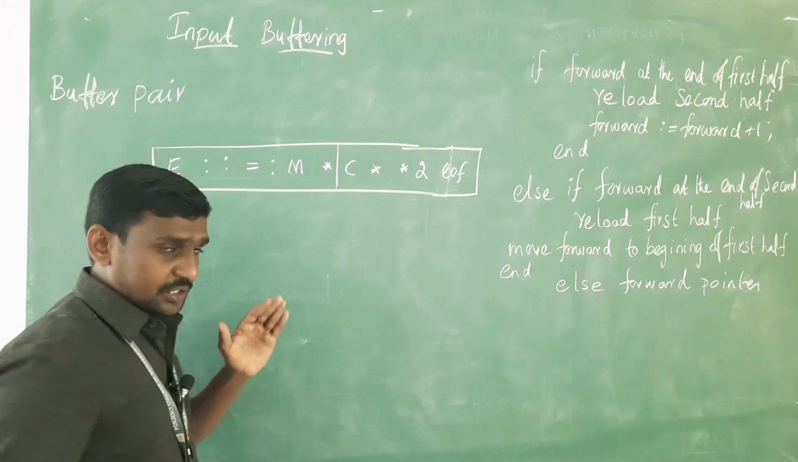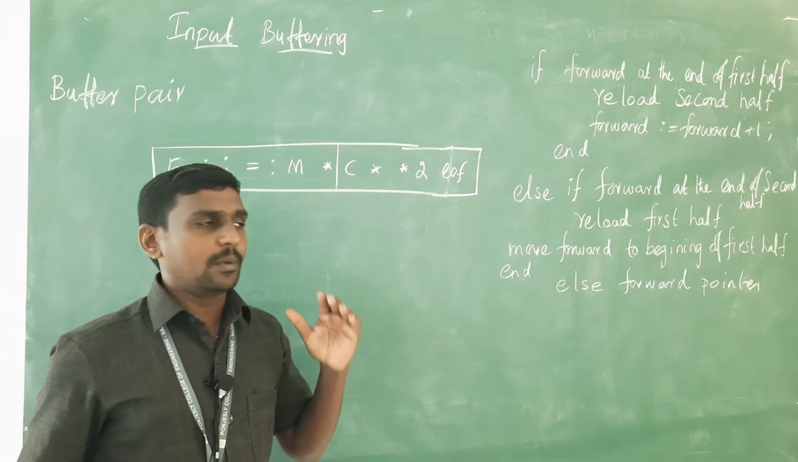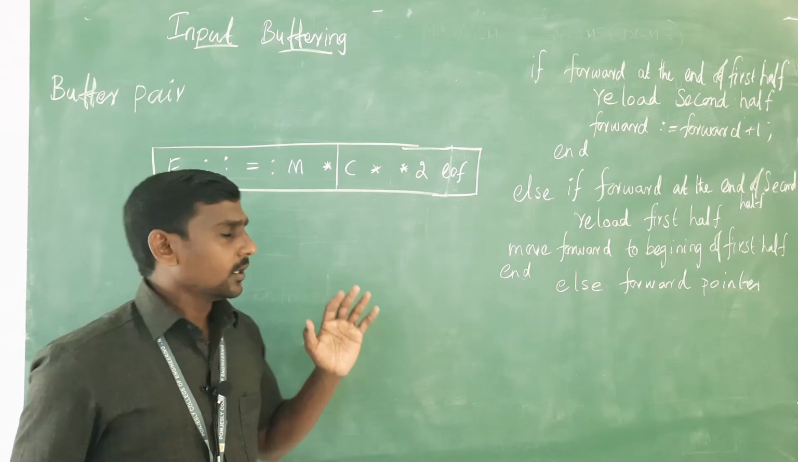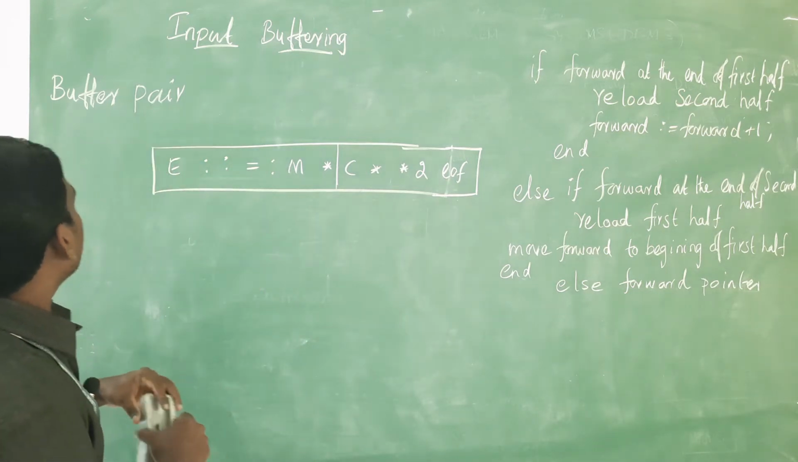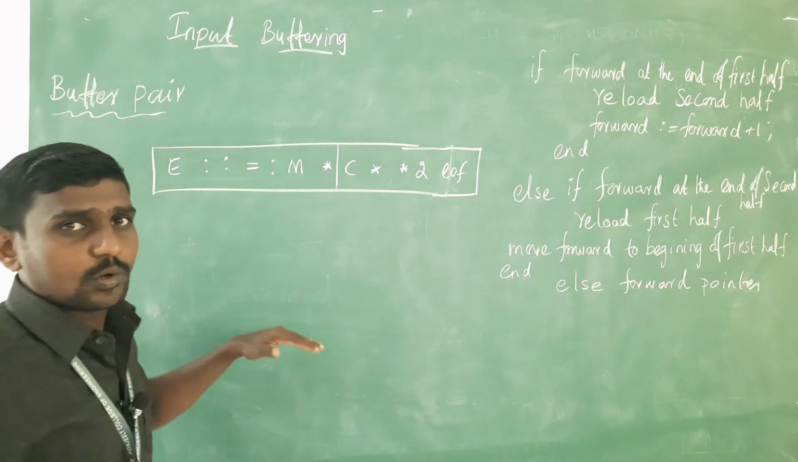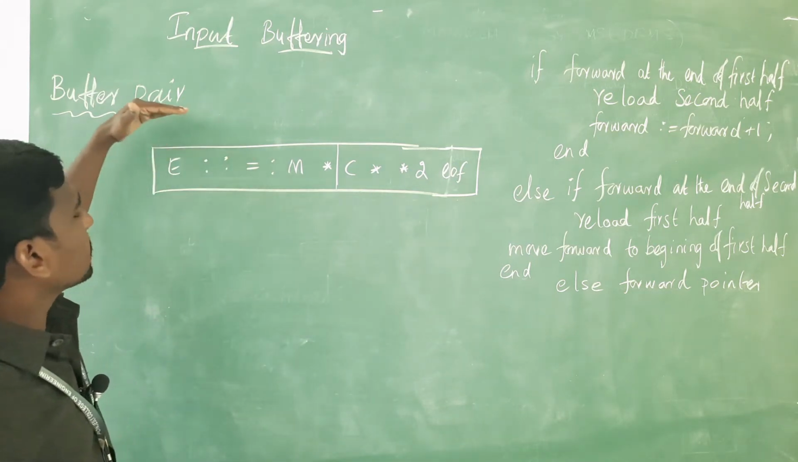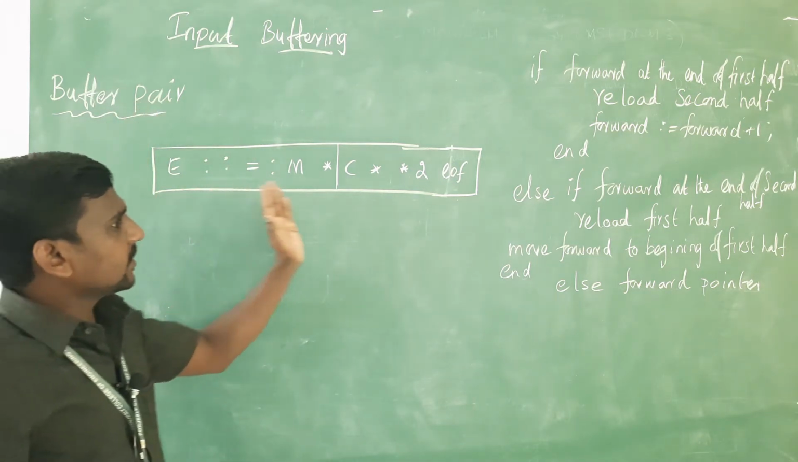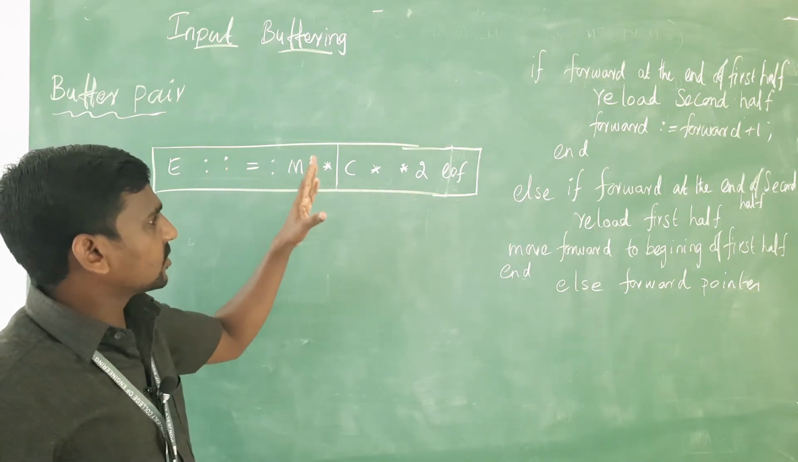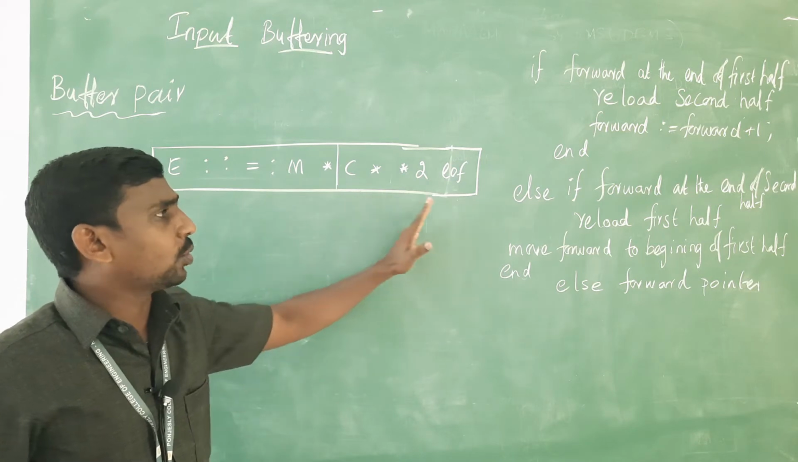First you should know why we are using buffering in a compiler. What is the advantage of using buffering in a compiler? There are two types of compiler buffering: buffer pair and sentinel. The first one is buffer pair. This is the model of the buffer, where we split the buffer into two equal halves.